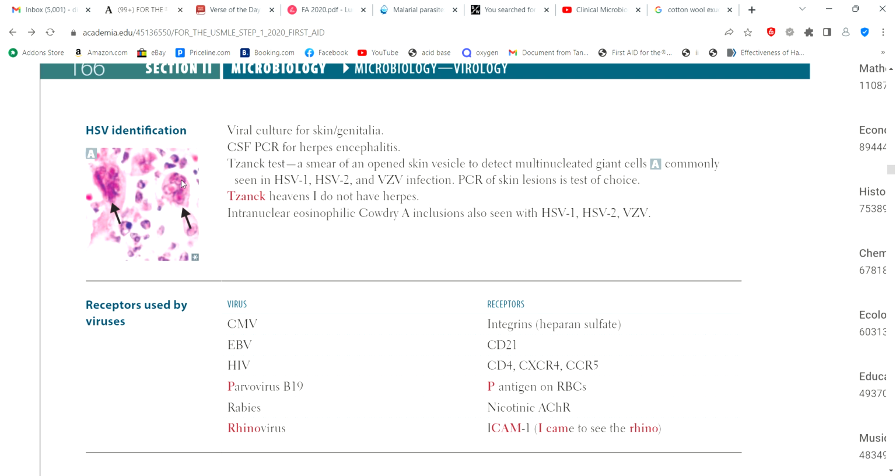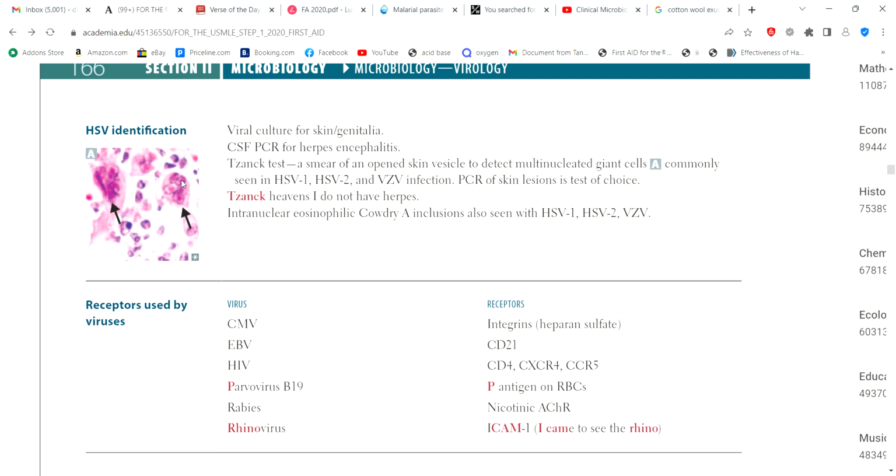Multinucleated giant cells are seen on the Tzanck test, commonly seen in HSV1 and HSV2 and rarely zoster infection. PCR of skin lesions is the test of choice now, but they like to ask about the multinucleated giant cells seen on the Tzanck test. And then intranuclear eosinophilic Cowdry A inclusions are also seen in HSV1, HSV2, and rarely zoster virus, like we said before.